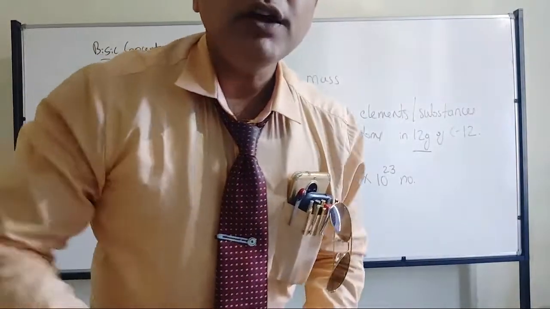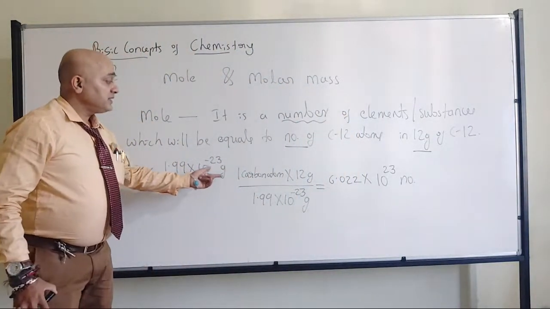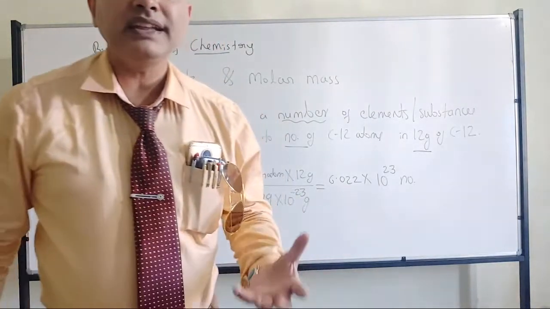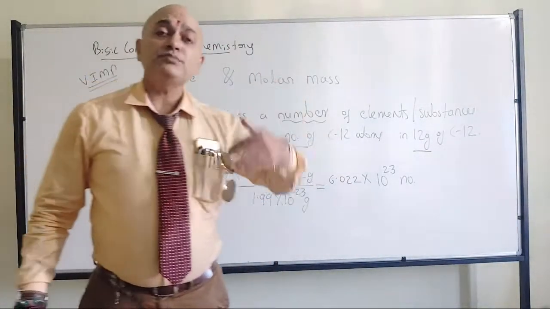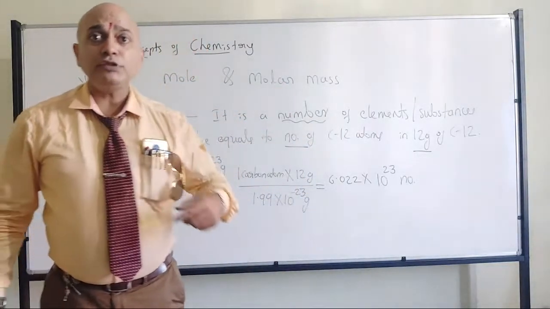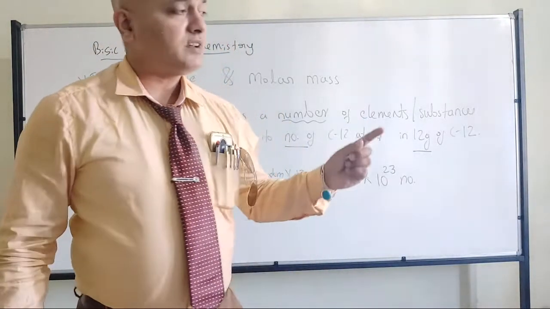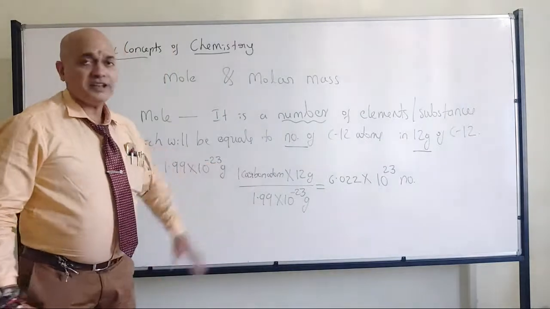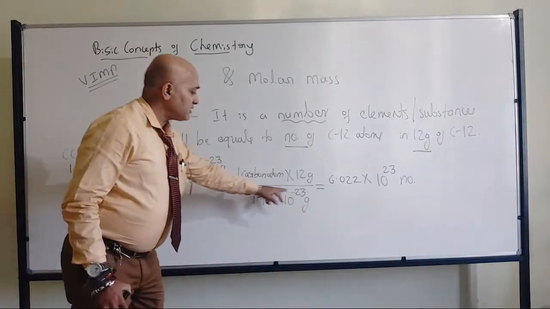Okay, 1.99 into 10 to the power of minus 23 is the mass of one carbon atom. If you calculate, it is exactly 12 times more than that of the hydrogen, where hydrogen is 1.67 into 10 to the power of minus 24. So 1.67 multiplied by 12 will be somewhere around 19.9. By making it 1.99, I can have this value. Fine? Because it is 12 times more. That's where I have got this value.